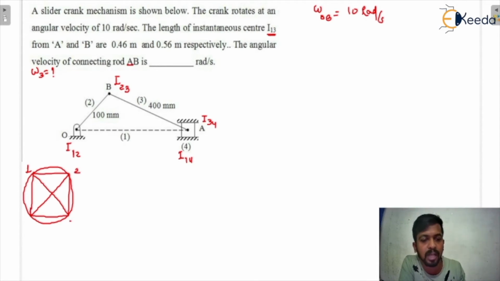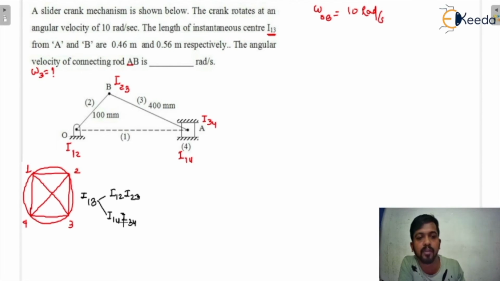But we do not need to calculate both instantaneous centers. We just need I13, because there is only use of I13. So we have to show the instantaneous center I13. How can we calculate I13? This is basically the intersection of I12, I23, which is completely a link, and the second intersection, that means the intersection of I14 and I34. So basically I13 you will get after the intersection of I12-I23 and I14-I34.